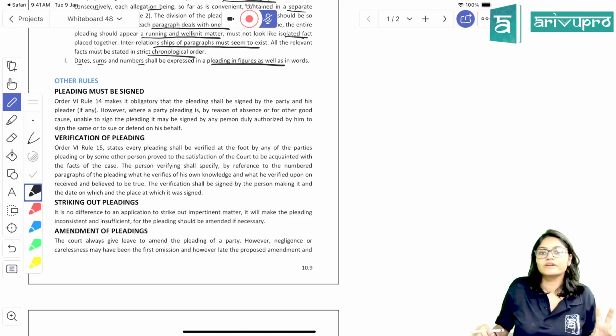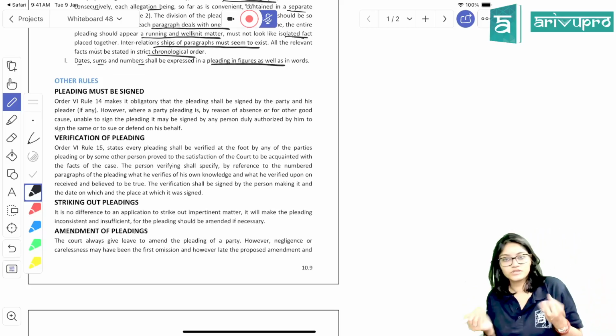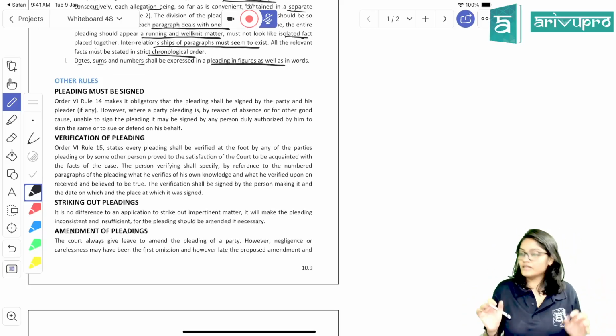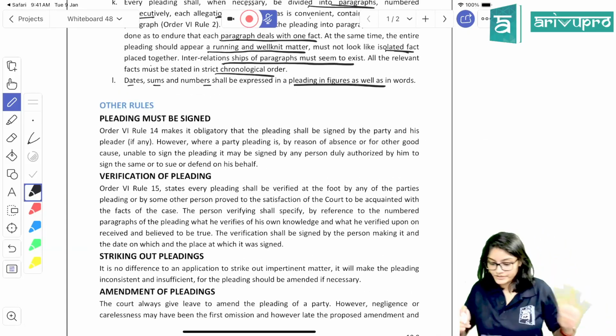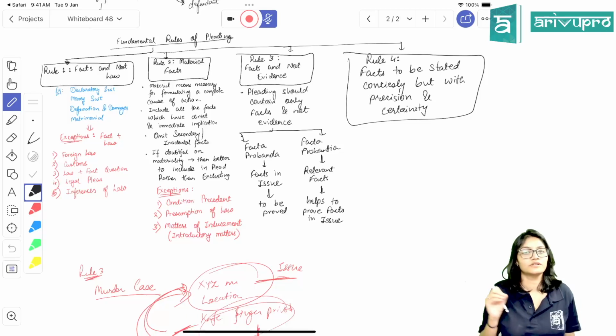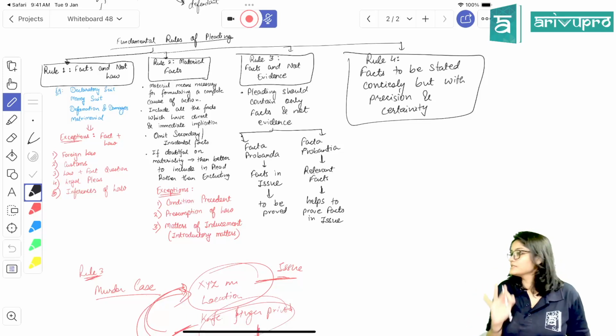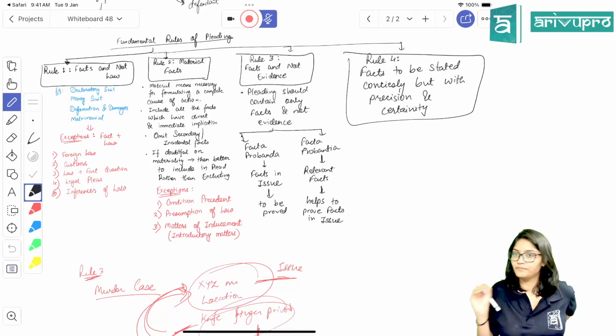Then important things we have done: what are the benefits, what is the main purpose of pleading, what is the importance of pleadings. Then we came to the rules of pleading. What are the fundamental rules of pleading? 4 fundamental rules of pleading are there. First rule, only mention the facts, not the law. Some exceptions are there. Second rule, only material facts you have to mention and not any other immaterial thing.